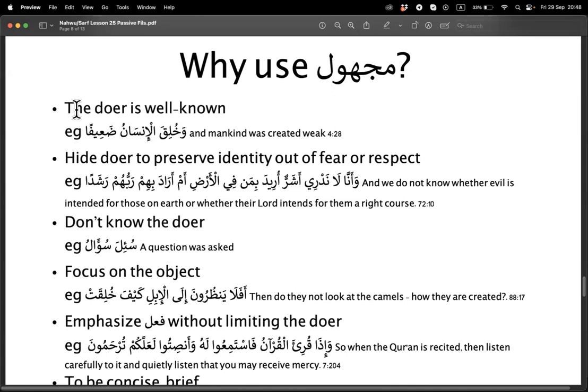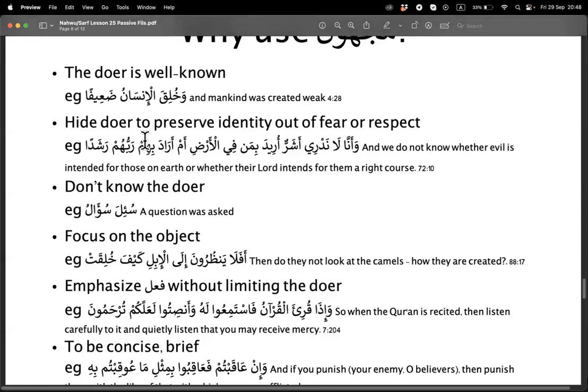So technically, we don't know who is the fa'il, but who can be the fa'il of this? Who else can create mankind? Of course, Allah, right? So yes, here the doer is technically unknown in a sense, but more accurately is well known. Even though Allah is not mentioned, you know that only Allah can create mankind. Or it can be to hide the doer to preserve the identity out of fear or respect.